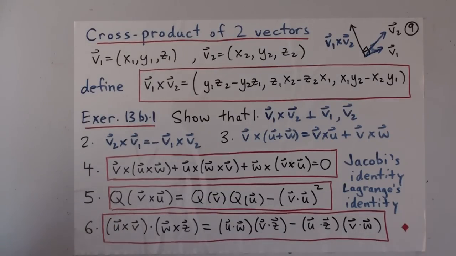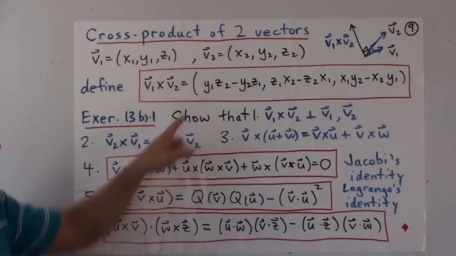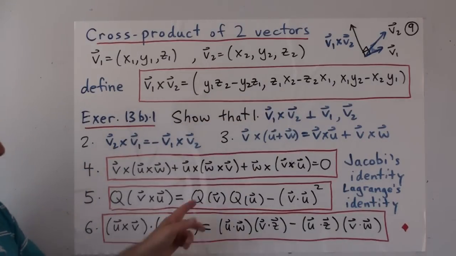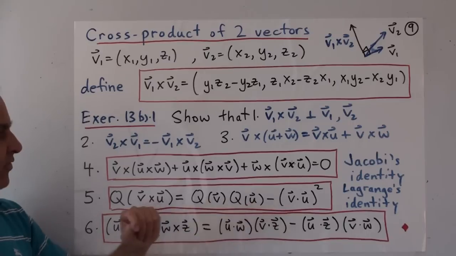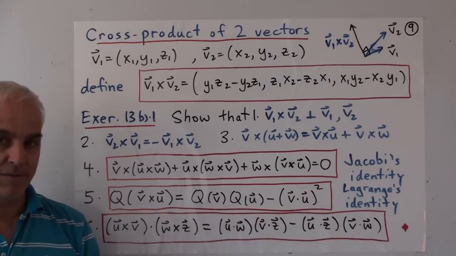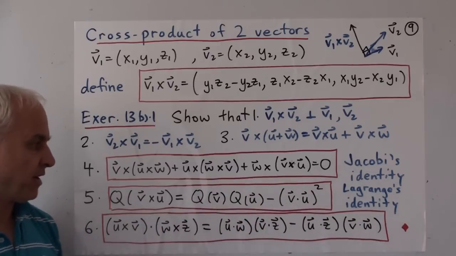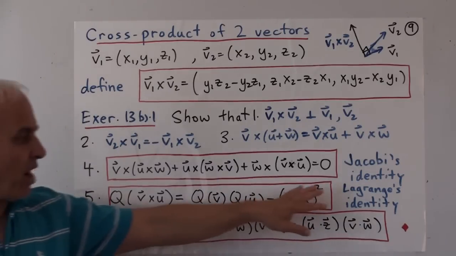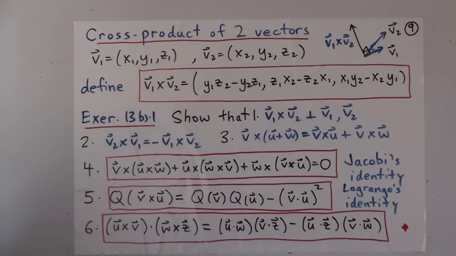Another is that the quadrance of V cross U, so if you take the quadrance of this vector, you're getting the quadrance of V times the quadrance of U minus the dot product V dot U squared. It's a very important formula, sometimes called Lagrange's identity or closely associated with Lagrange's identity.